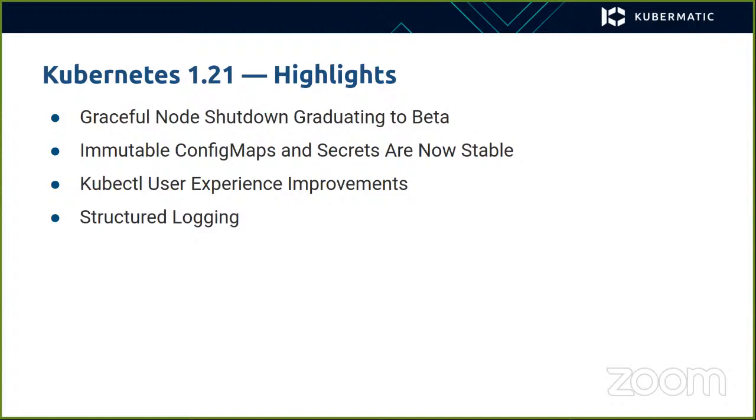Next one is that immutable config maps and secrets are now stable. So you can specify in the config map and secret spec that you want to have immutable config maps or secrets. And in that case, the Kube API server is going to reject any changes to them. You would have to delete the old secret, create a new one, and then recreate any pods using those secrets or config maps.